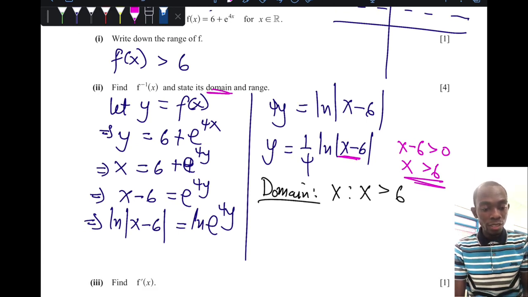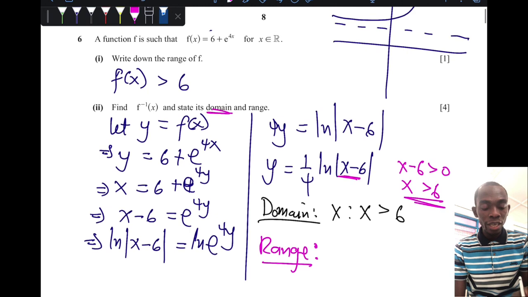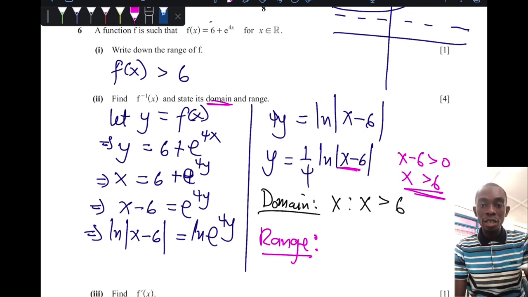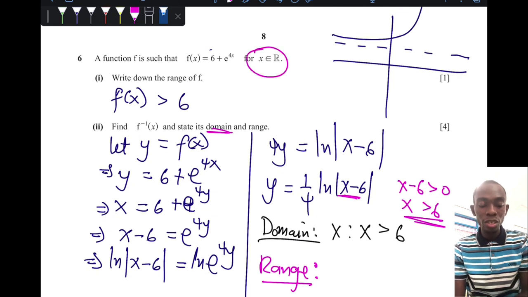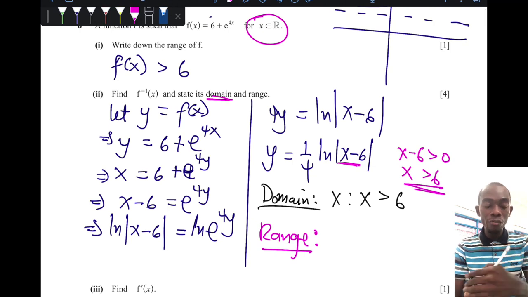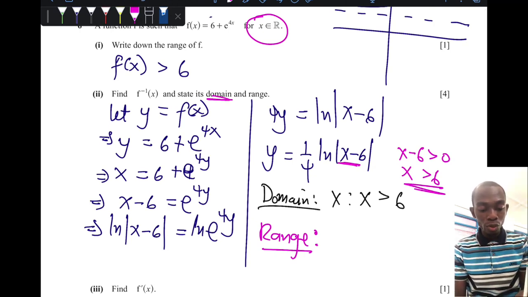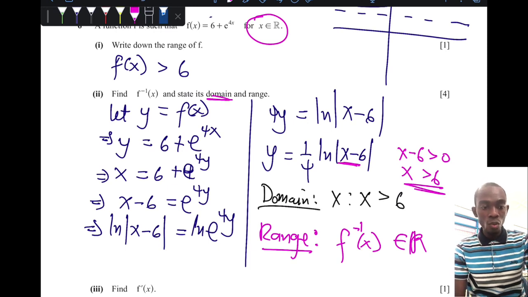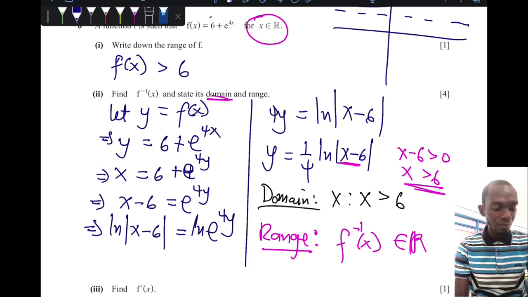Now the next thing is for us to state the range. Now the range of the inverse is the domain of the main function. Well, the domain of the main function is x belongs to all real numbers. That becomes the range of this particular inverse. So for the inverse, the range is all real numbers. Okay, so that's one way to go about it.